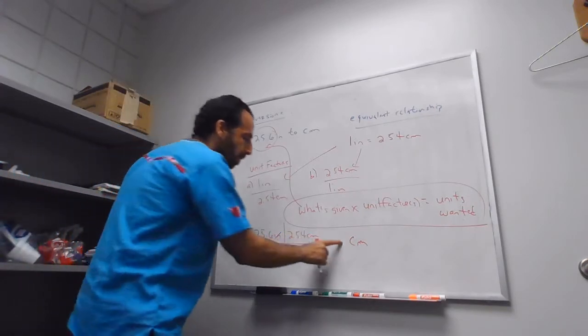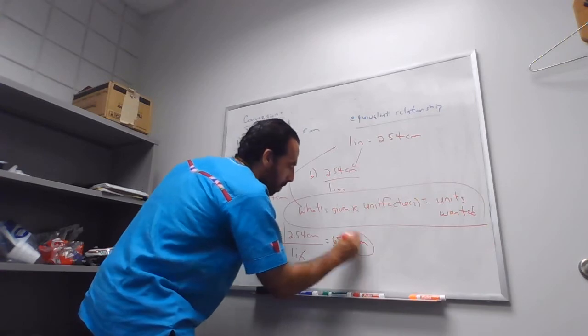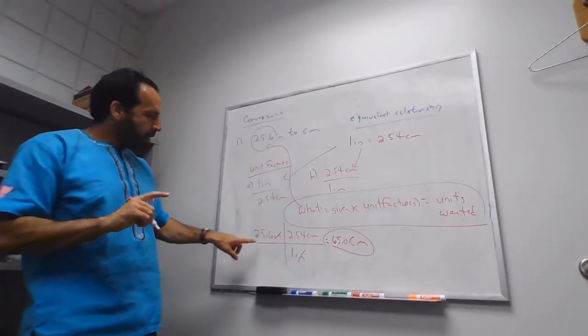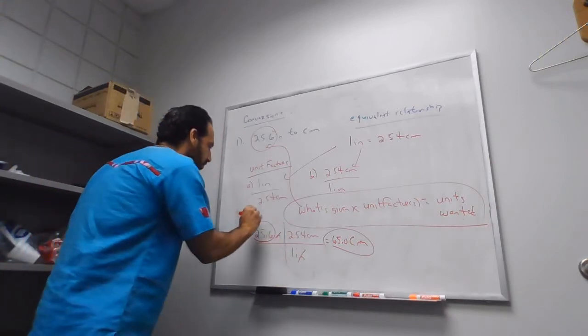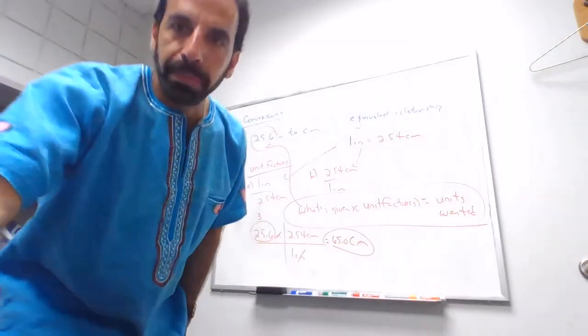If I work this out, it's going to be 65.0 centimeters. In terms of significant figures, it's always by the original problem. So we don't really worry about the unit factors too much. This has 3, so that final answer is going to have 3 significant figures.